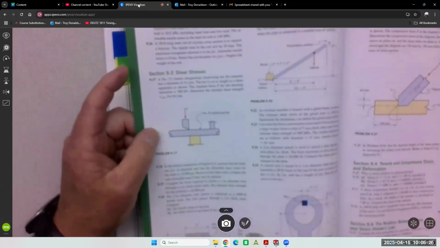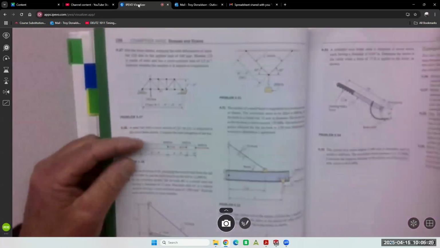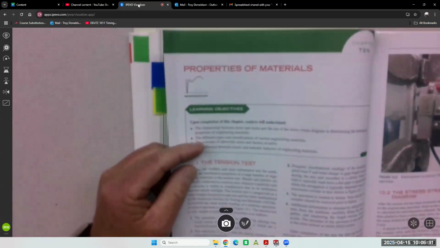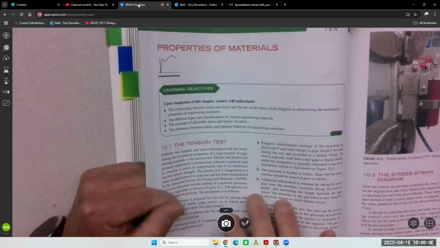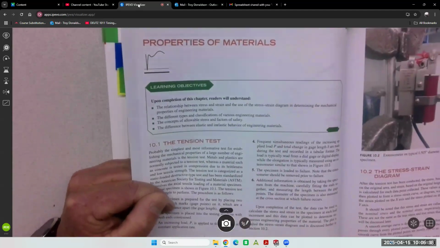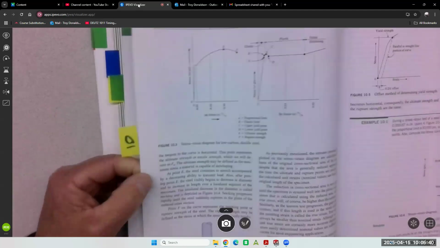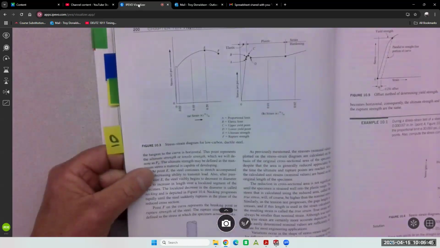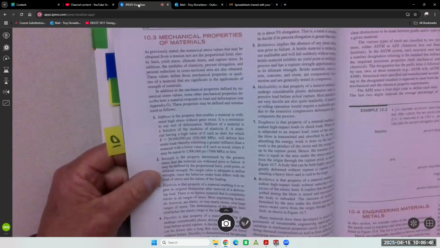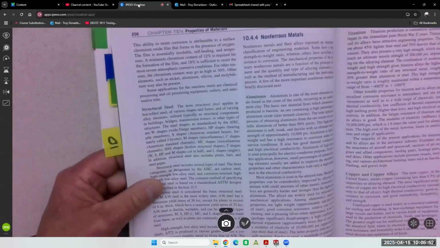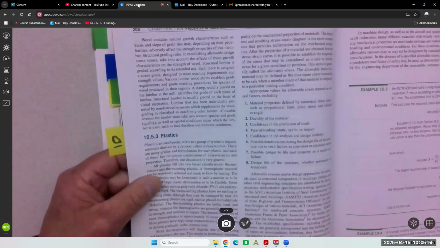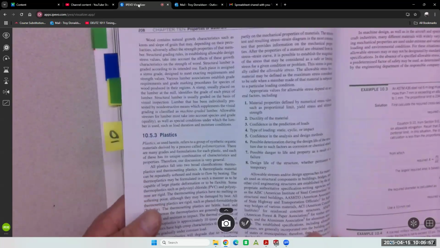Chapter 10 is, I actually think there's not a lot of calculating in chapter 10. It's properties of materials. So it literally goes through the different kinds of materials and the properties of materials, and it is a lot of text. It does do the stress strain curve, but we're going to do that today some more. But really, it's just a lot of reading. Good reading, if you find the time, but not a lot of calculating in chapter 10.